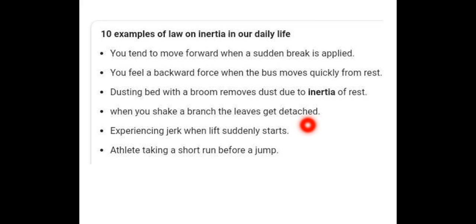Leaves, when you are shaking the tree, the branches are in motion, but the leaves don't want to come in motion, so they will detach and fall down. Experiencing a jerk when a lift suddenly starts. Similarly, an athlete takes a short run before a jump, so that he will get proper inertia. So this is about inertia and the first law of motion.